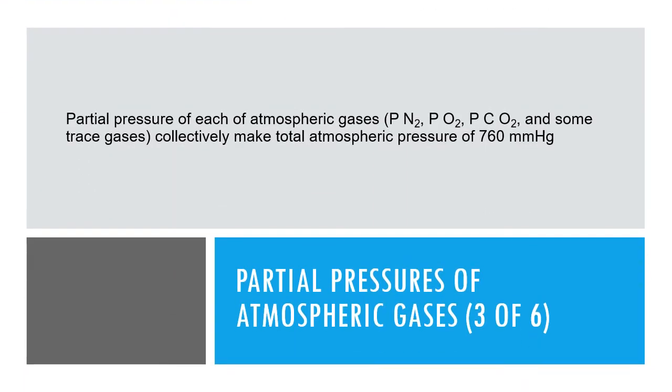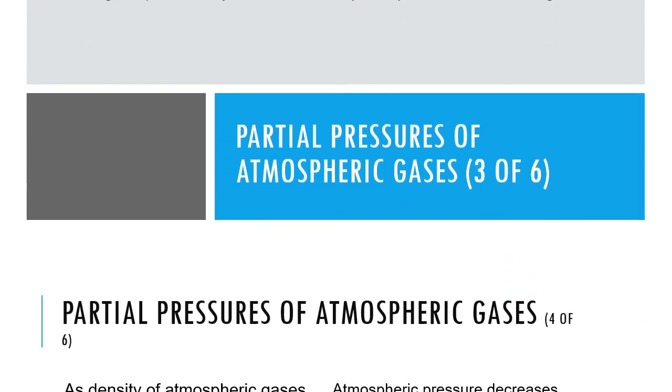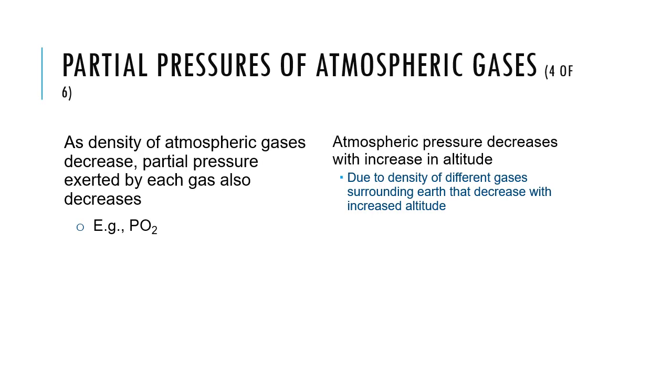The partial pressure of each atmospheric gas, nitrogen, oxygen, carbon dioxide, and some trace gases, together make a total atmospheric pressure of 760 millimeters of mercury at sea level. As the density of the atmospheric gases diminishes, the partial pressure exerted by each gas, for example oxygen, also decreases.